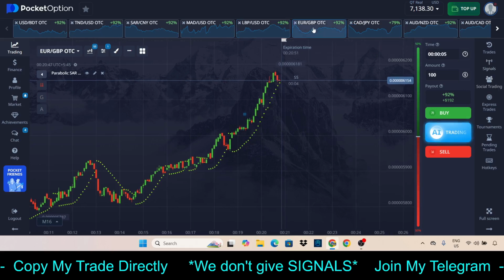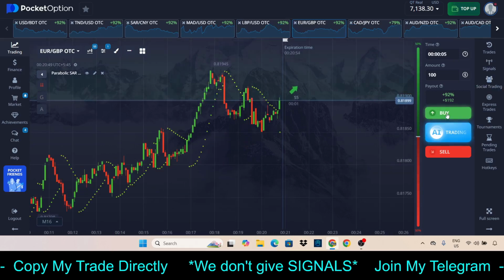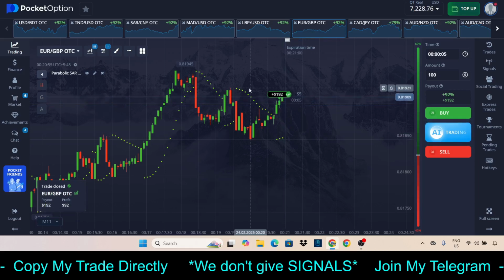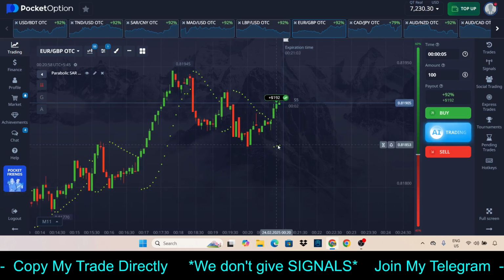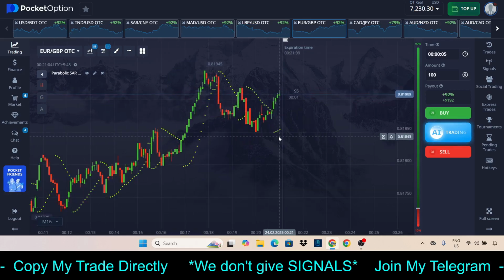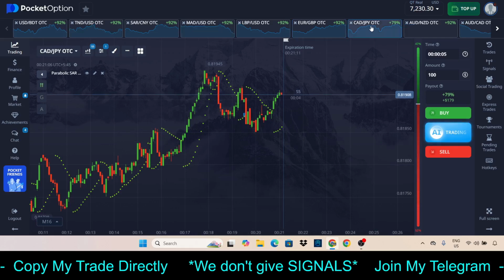So now let's see in another chart. Here you can see one dot has formed, and in the second dot the market will most probably go up. As you can see here, yes, we made the profit. Always watch this second dot. I made so many videos about this second dot that you cannot ignore. Okay, you must watch all of those videos about this parabolic SAR. This works like a charm.